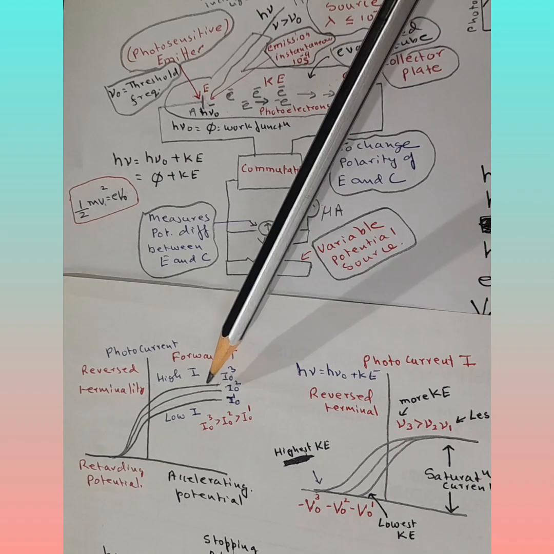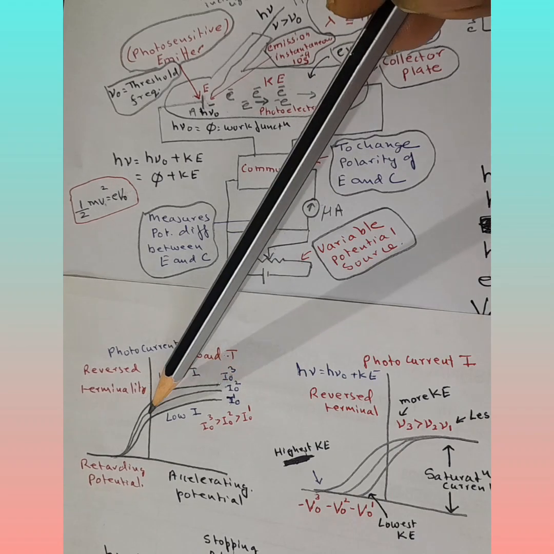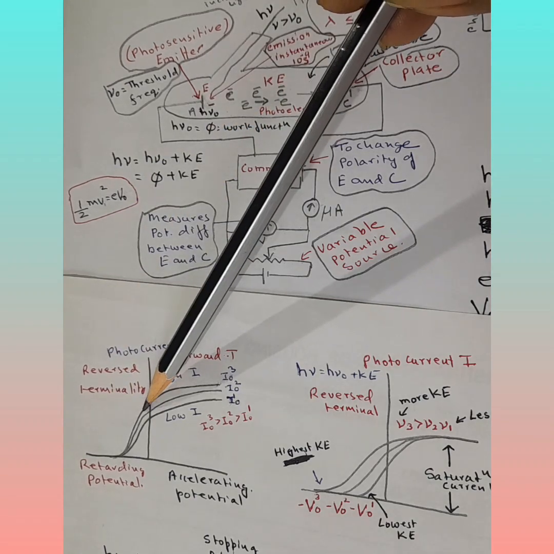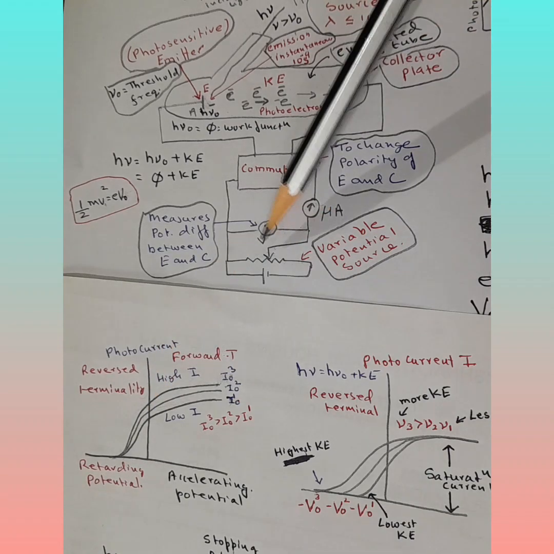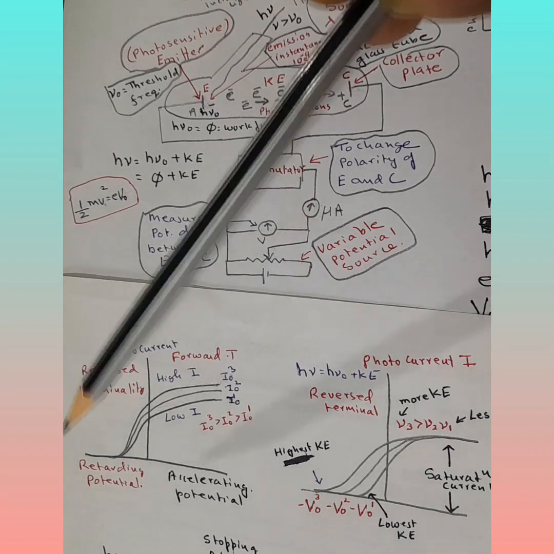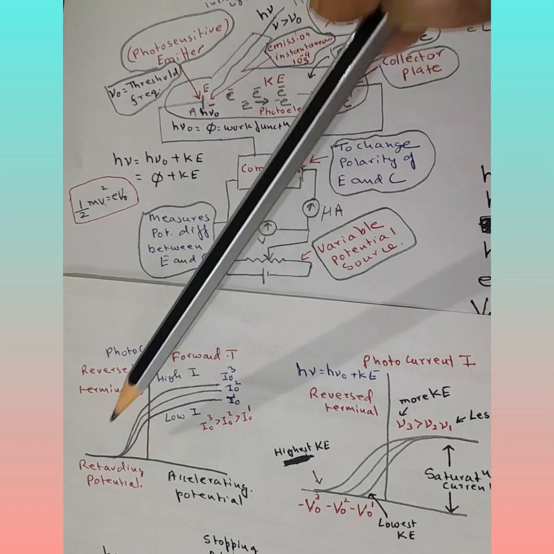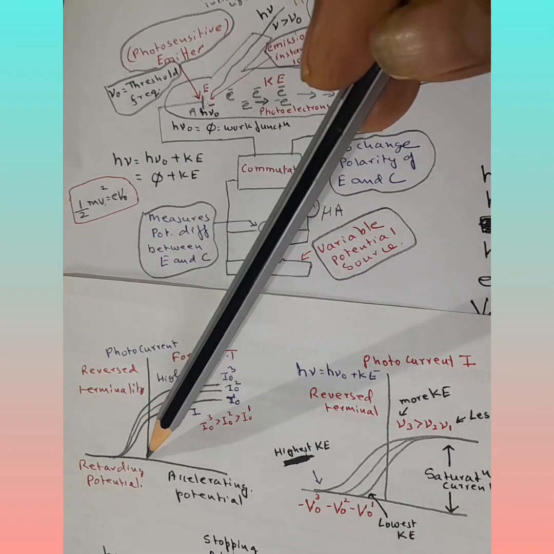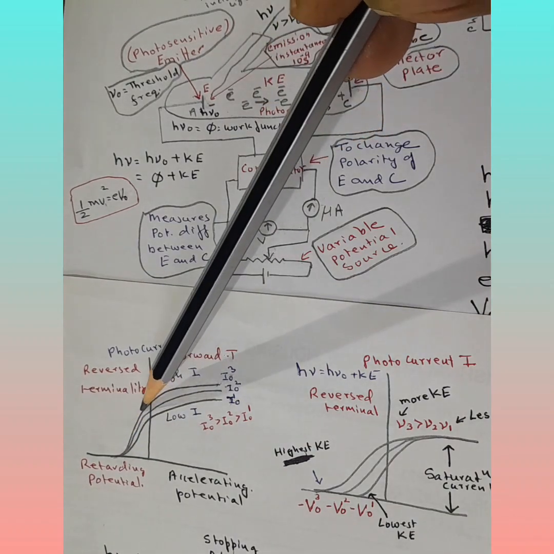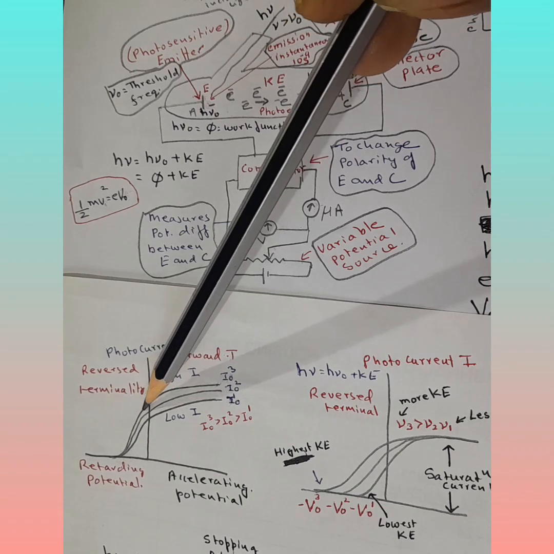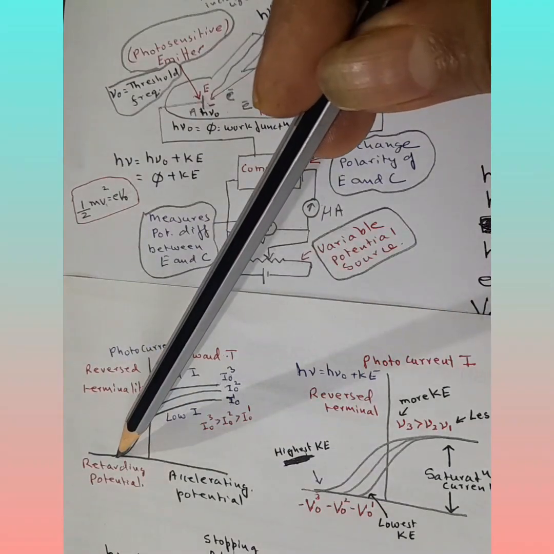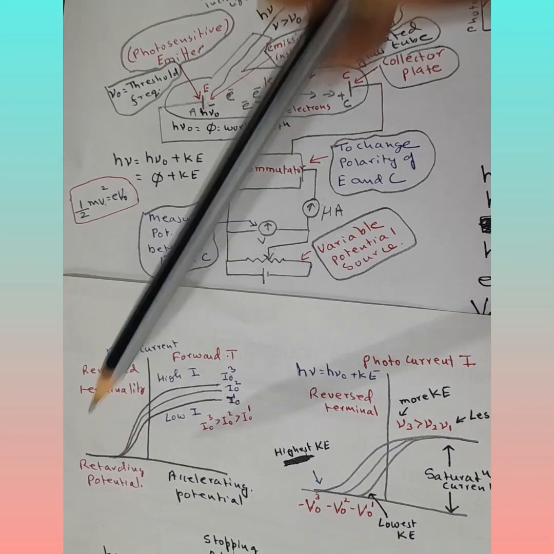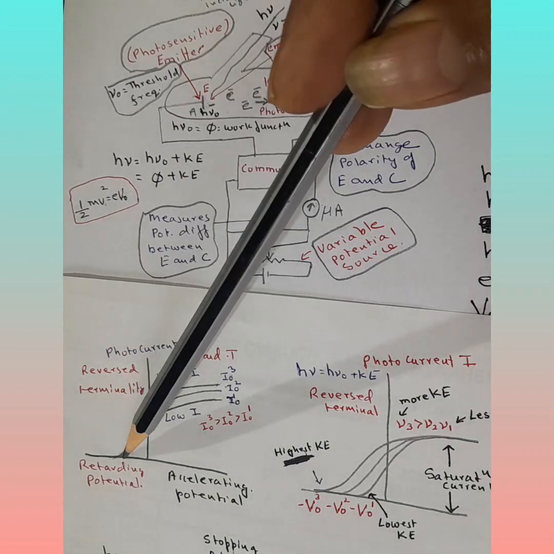Then let's take the highest intensity. When we reverse the terminal with the help of the commutator, what do we observe? We observe the same thing here. As we increase the retarding potential, the photocurrent keeps on decreasing. Why are we calling it retarding potential? Because it is stopping electrons from passing through. At a particular voltage it stops the current from flowing. That is what is called the stopping potential.